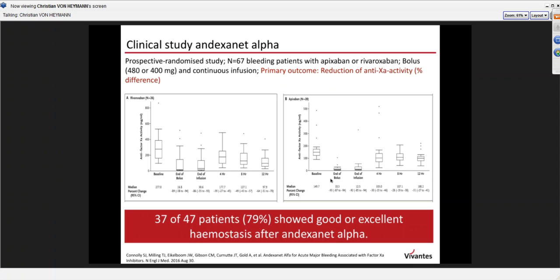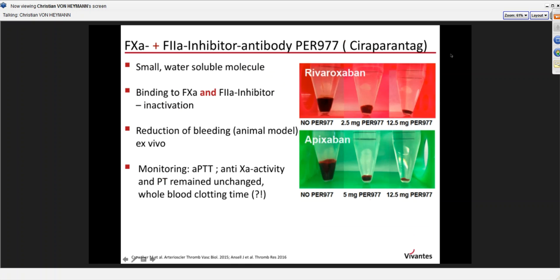And from a clinical point of view, the involved physicians have said that roughly 80% of the patients who were treated showed good or excellent hemostasis after the application of andexanet alfa. So what about the third drug that is under evaluation? This is a drug called ciraparantag. This is a molecule that binds to factor Xa and to factor IIa inhibitors, and inactivates them.